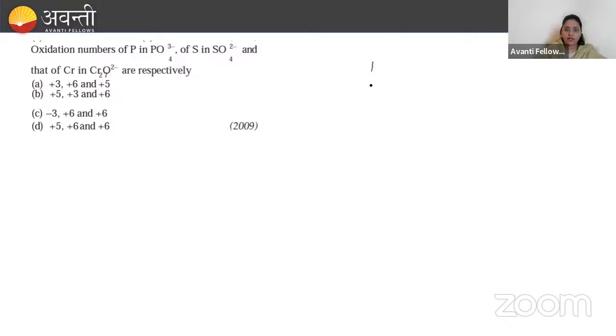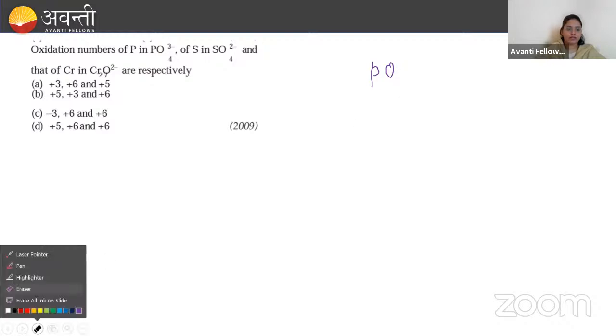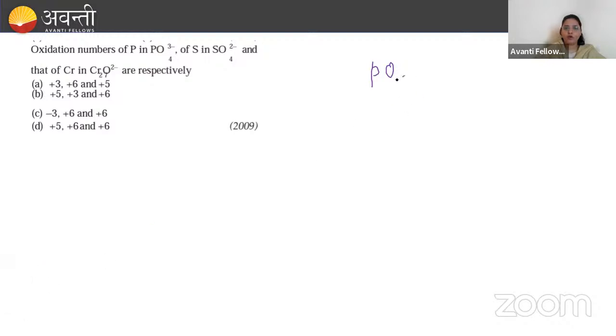So let's suppose we have given PO4 3-. Okay, I will just rewrite it. PO4 3-. So let's assume that X is the oxidation number of phosphorus, because we don't know, right? And 4 are the oxygens, okay, which are having -2 charge. Okay, but overall charge on the molecule is what? -3. So I will write equal to -3.